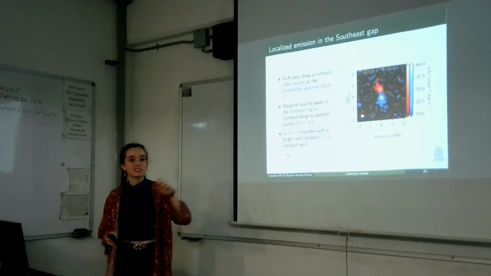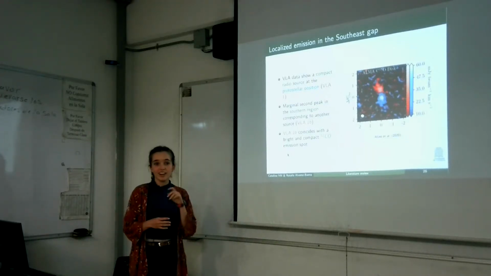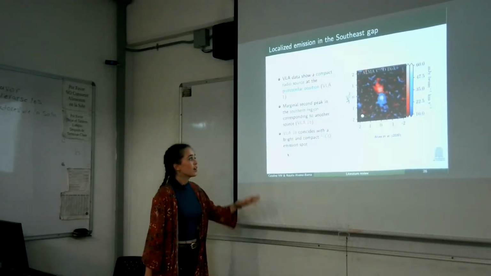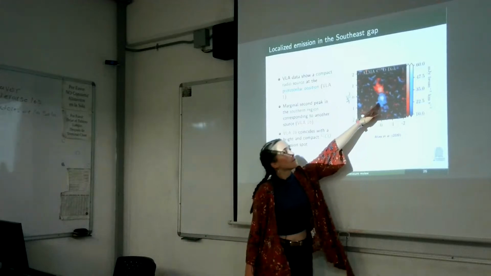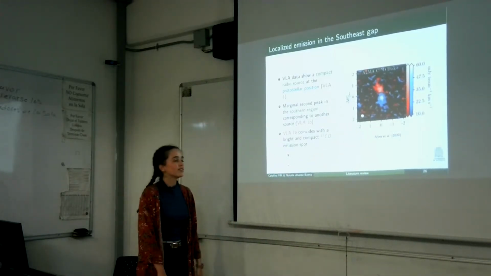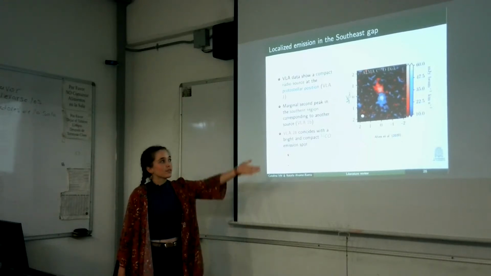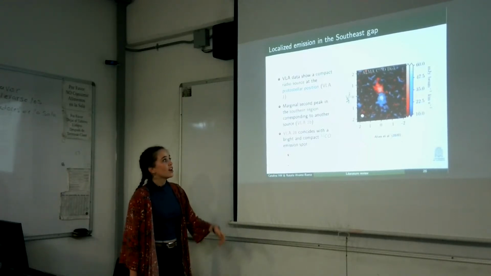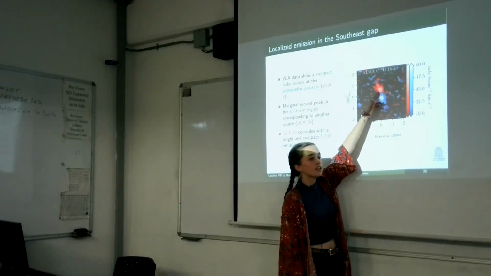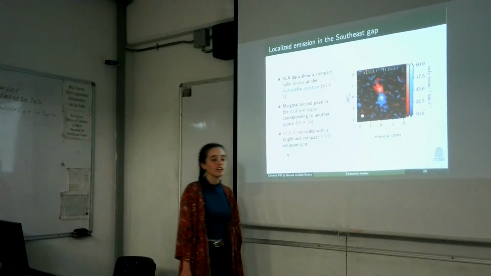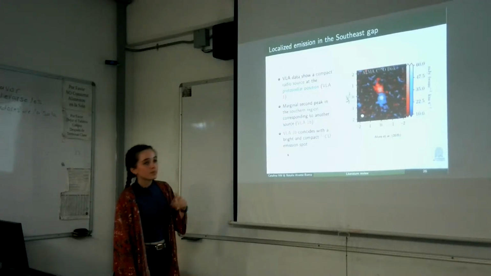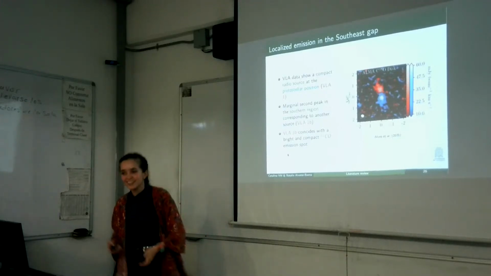And here is the most interesting data. So in the data, there's a thermal emission from the southern side of the source. And there is no other peak here. There is no thermal emission in the northern gap. So I will talk about this later.